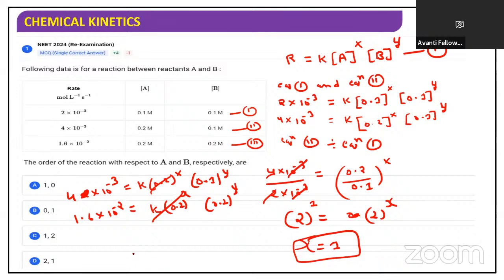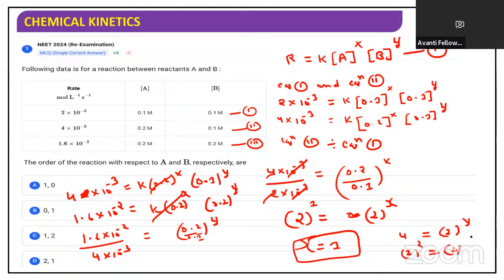Right. Okay. So what will you get, beta? 10 raised to the power 2, 10 raised to the power 2 get cancelled. So this becomes 4 for the 16, right? So this will become 4 and this will become 2 raised to the power y. So this becomes 2 raised to the power 2 and 2 raised to the power y. So y comes out to be 2, right? So what is the value of y? 2. Very good. So option C is absolutely correct.